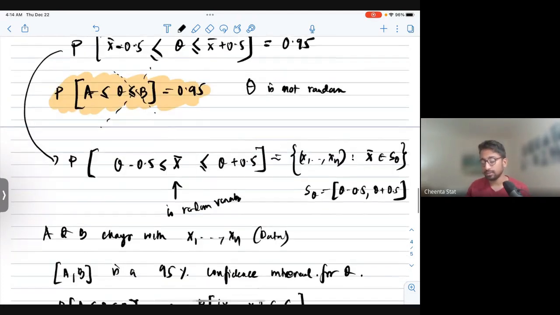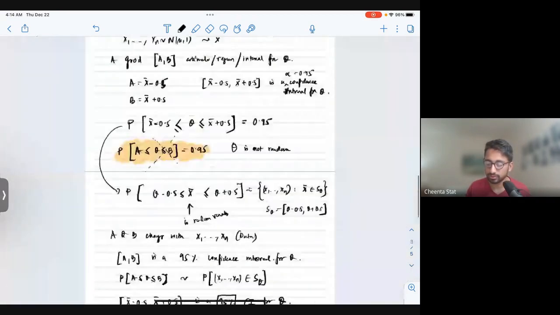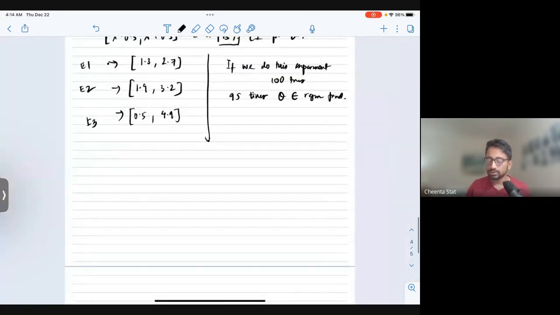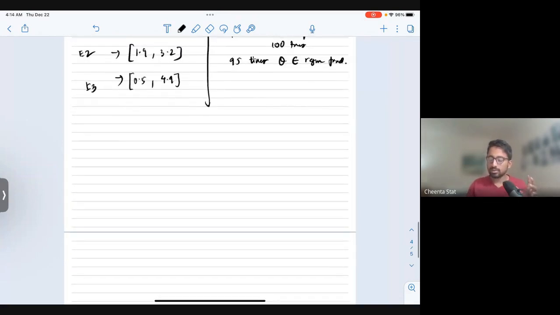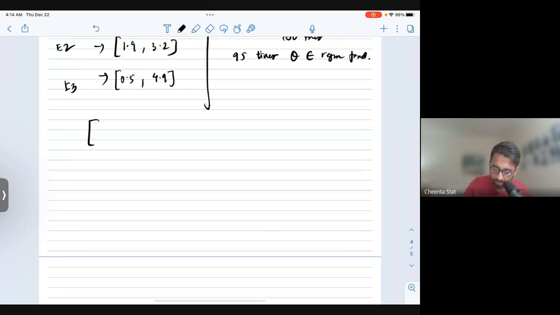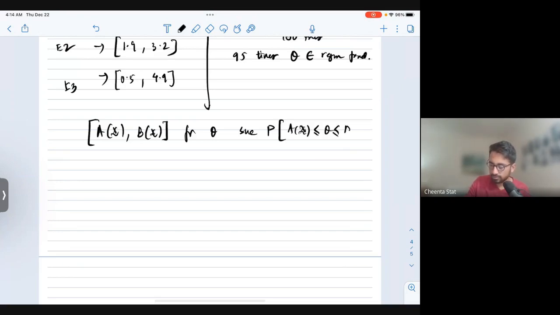This is a very interesting and very useful concept that one should know. So this is all about confidence interval. You want to find an upper bound and a lower bound, a comma b, which are functions of the data, for θ, such that the probability that a(X) ≤ θ ≤ b(X) is equal to, let's say, 95%, or α percent, or whatever.